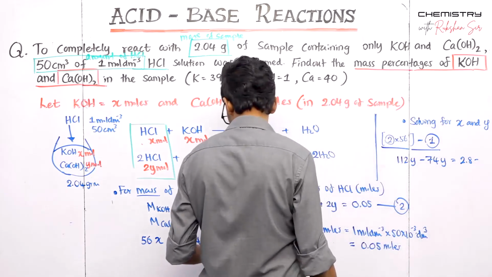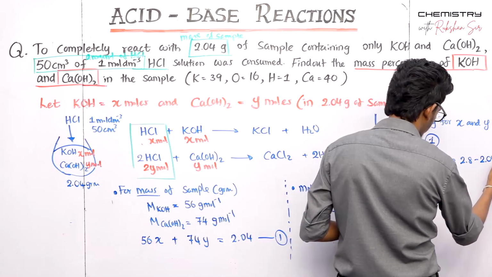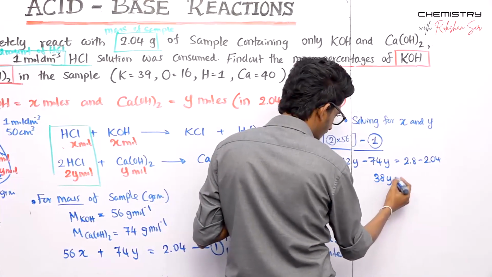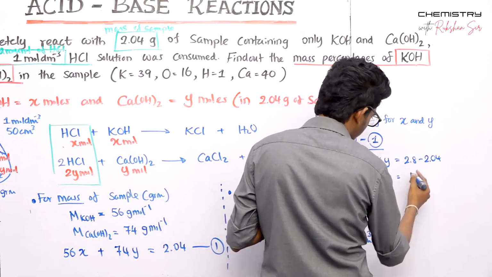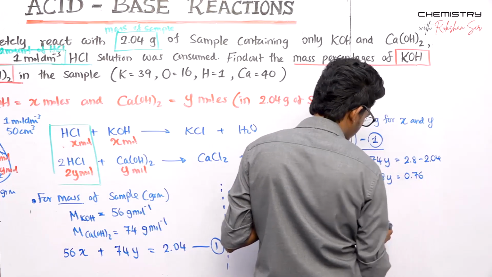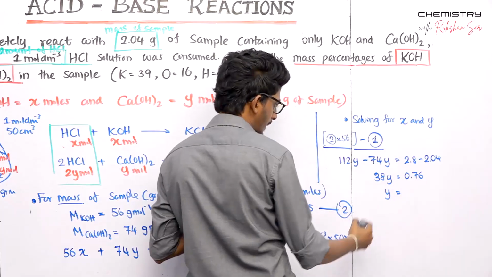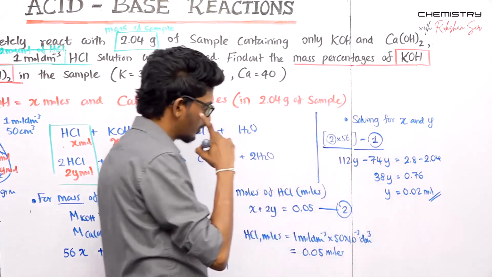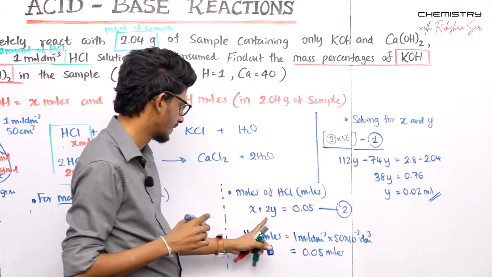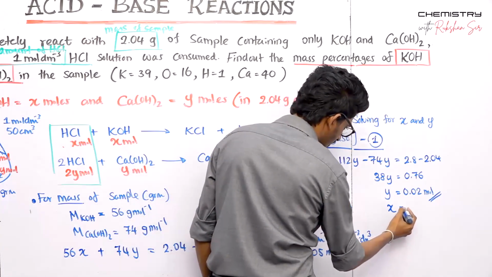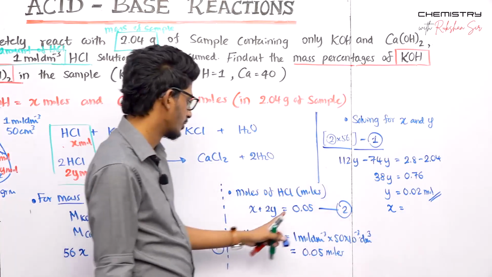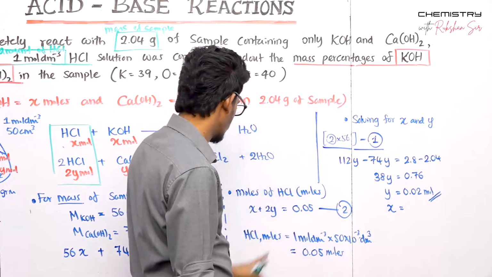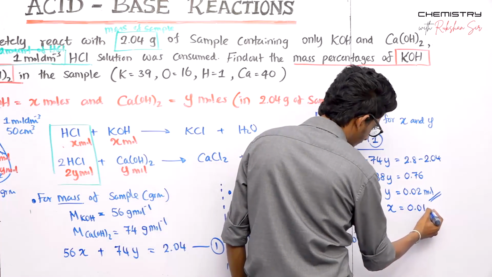That minus this value 2.04 will give you 38Y is equal to 0.76. So Y is equal to what? 0.02. So we can apply that value here to come up with X. So X is equal to 0.05 minus 2Y. 2Y is 0.04. So X is equal to 0.01.